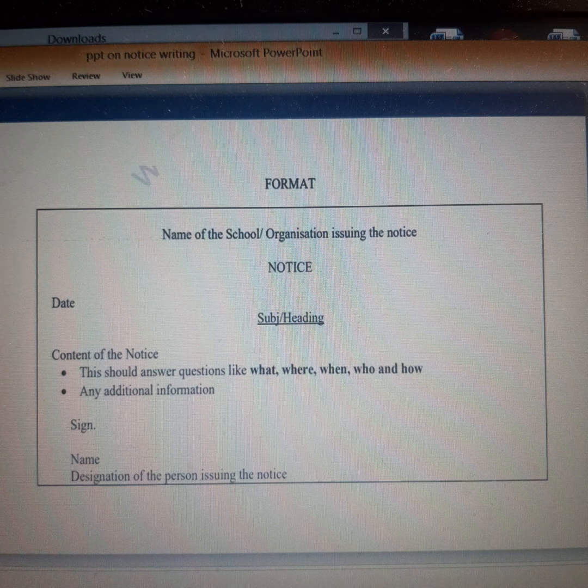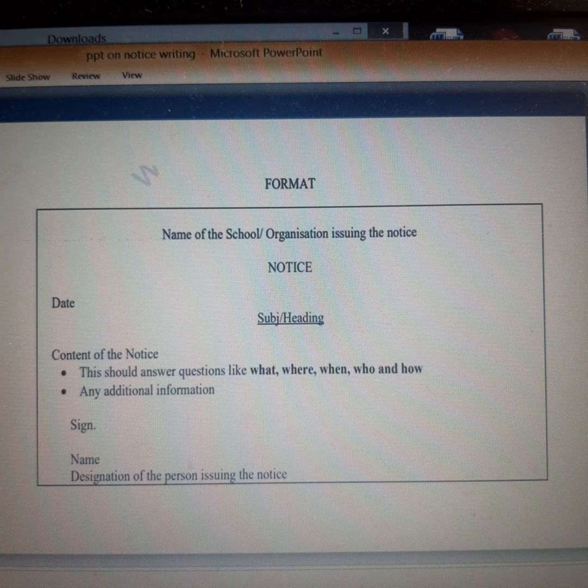After that, the date can be written between the heading and the notice, or it can also be written after the heading, children. Both are acceptable. So this way it is also correct. So on the extreme left hand, I have written the date and then the subject or the heading or the title. Next comes the content of the notice. Under the content, we have to answer the questions like what, where, when, who and how, or whom to contact. Okay. Any additional information if required.